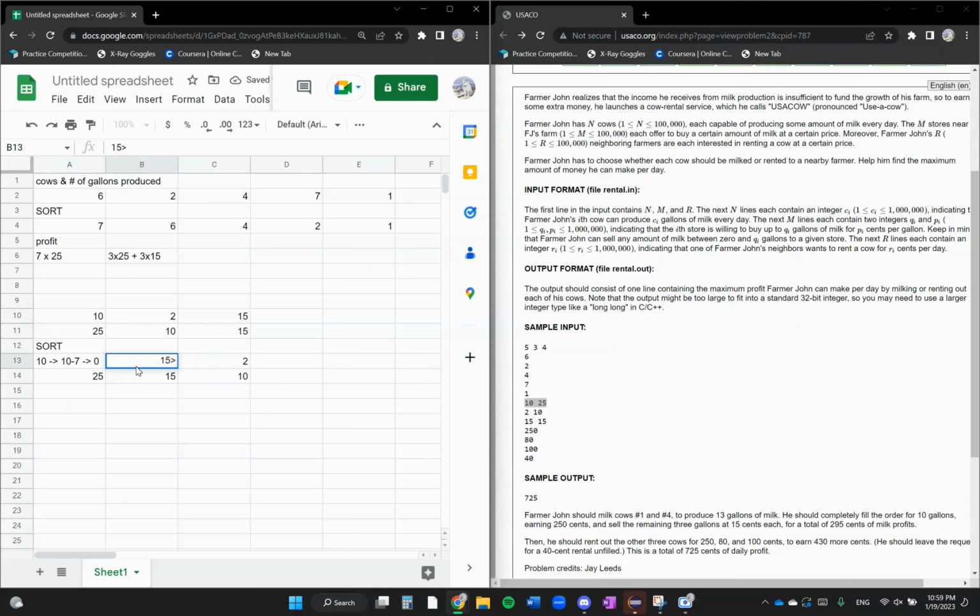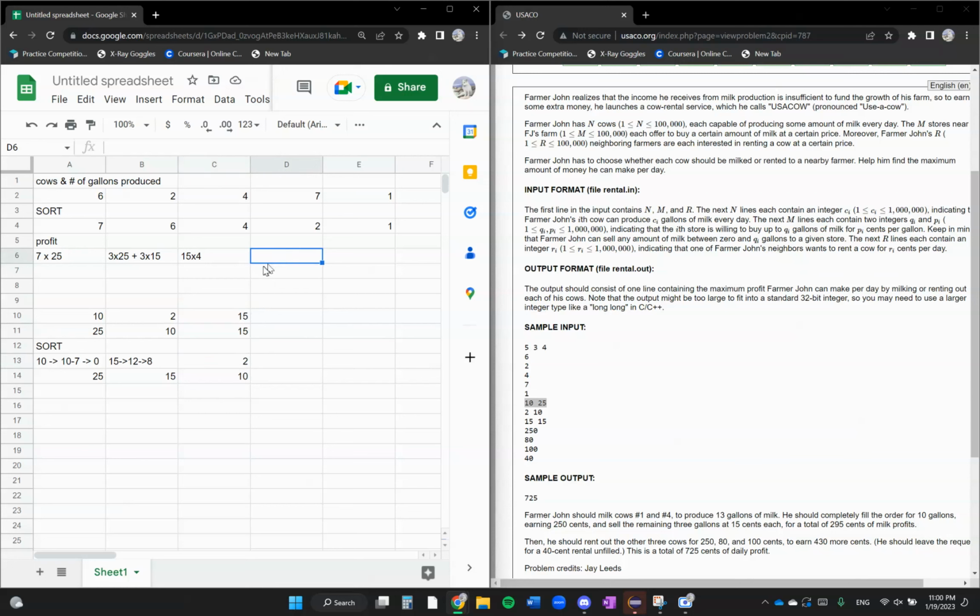And 15 now turns into a 15 minus 3, right? Because we sold 3 gallons of milk to the store. And now onto this cow. This cow makes 4 gallons of milk each day, so we take out 4 again. This turns into, let's just make it 12, this turns into 8, and this cow, if we sell off its milk, we can make 15 times 4 cents.